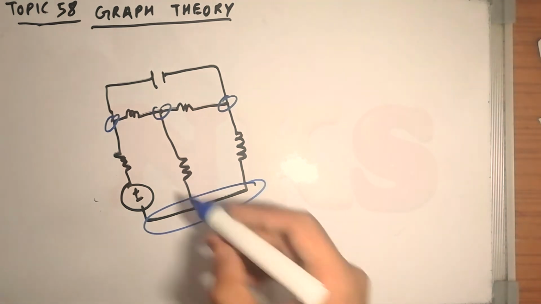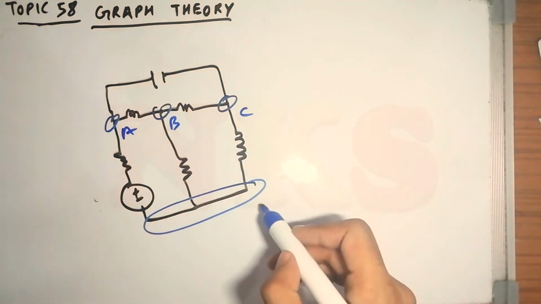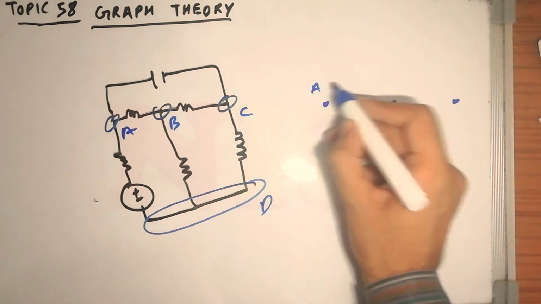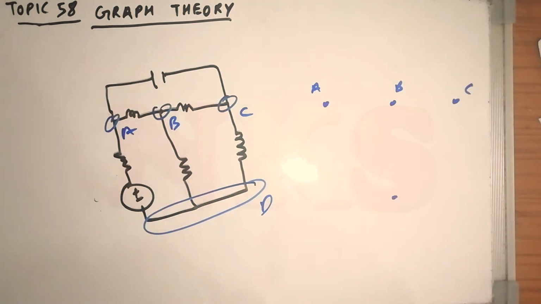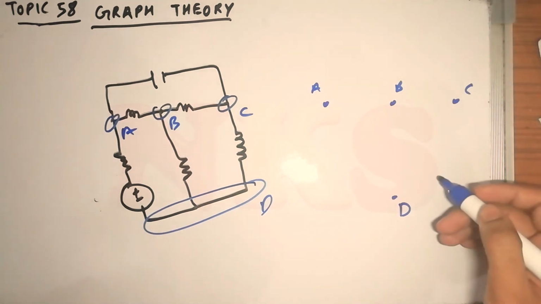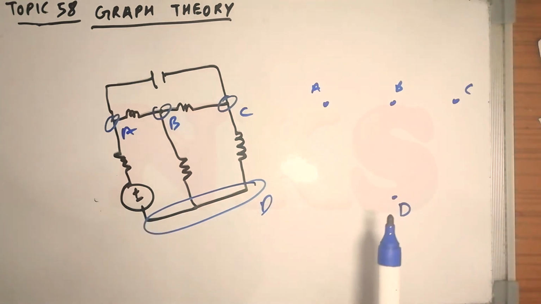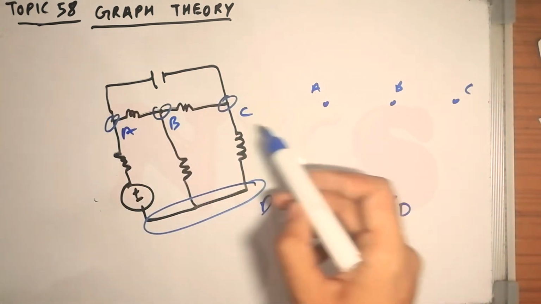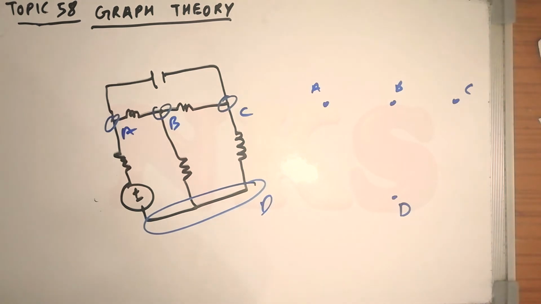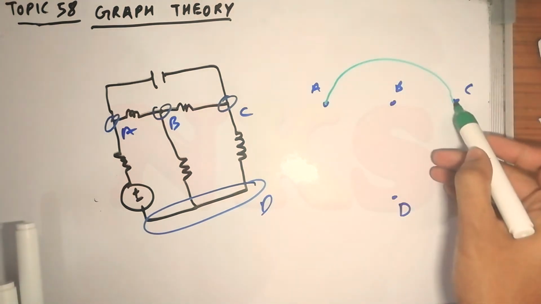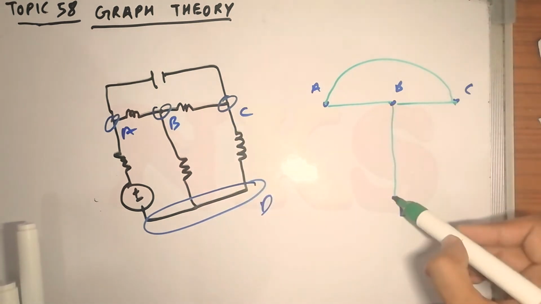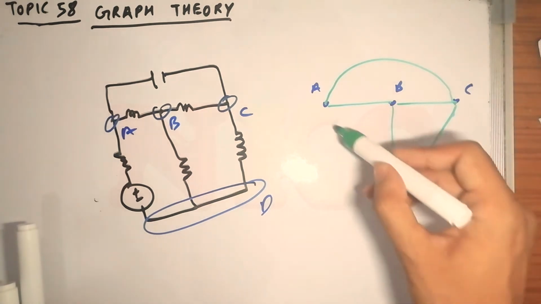Let me name them. You can name them in any way, it doesn't matter. Just mark these nodes A, B, C, D. So there are these 4 nodes. I have told you any RLC component is replaced by a single line. Between A and C there is a capacitor, so it is represented by a single line. AB, again a single line. BC, again a single line. BD, again a single line. CD, again a single line.